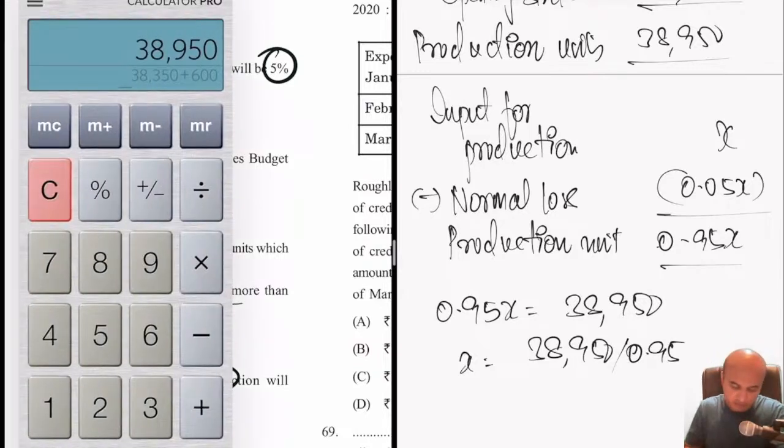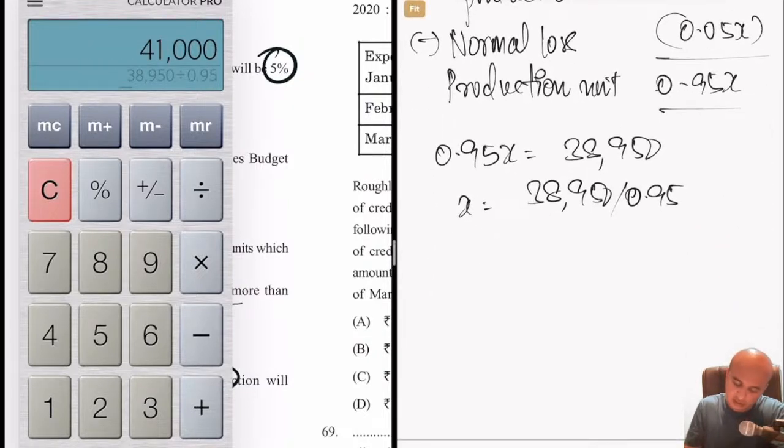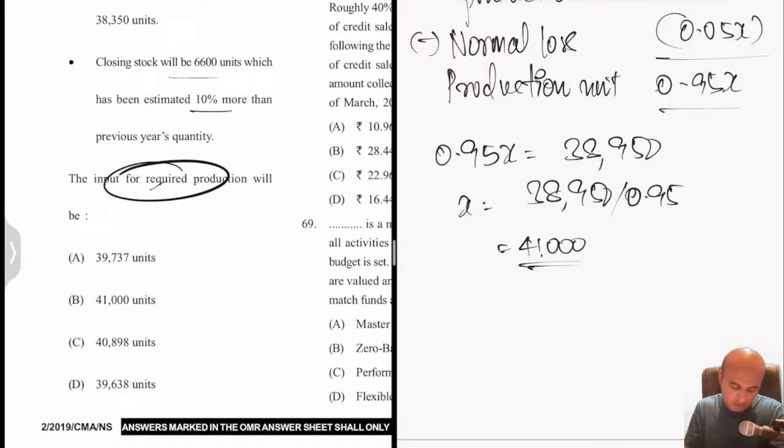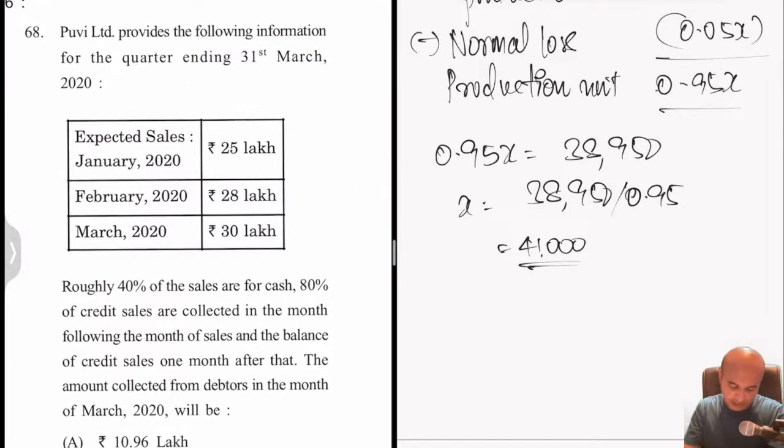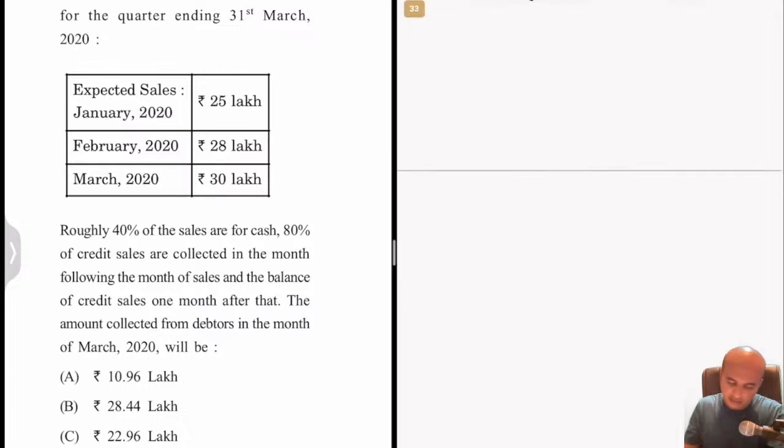Okay, so let me do the math. 38,950 by 0.95, which is 41,000. That's all. So do we have the option? Yeah, 41,000 is in fact the input here. I hope it makes sense. If you have any doubts, please do ask. Moving on. I hope this one is also a practical question. Yeah, thankfully.